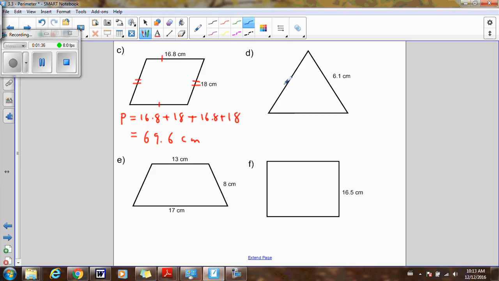Question D, we have a triangle. So in this case, the triangle has 3 sides that are the same. So to find the perimeter, we just have to do 6.1 multiplied by 3, because there are 3 sides, and you're going to get 18.3 centimeters.